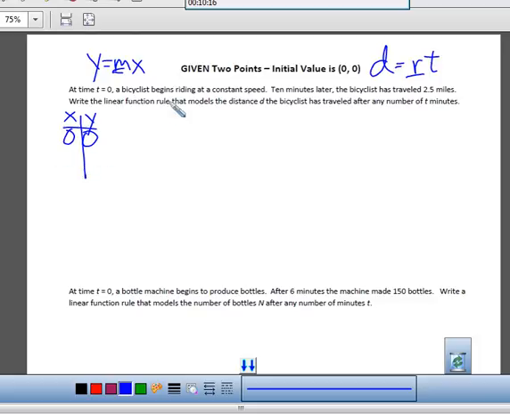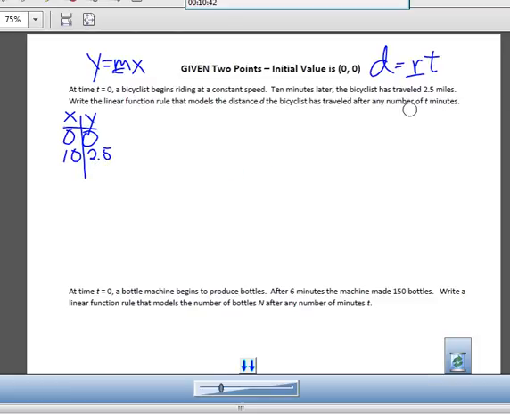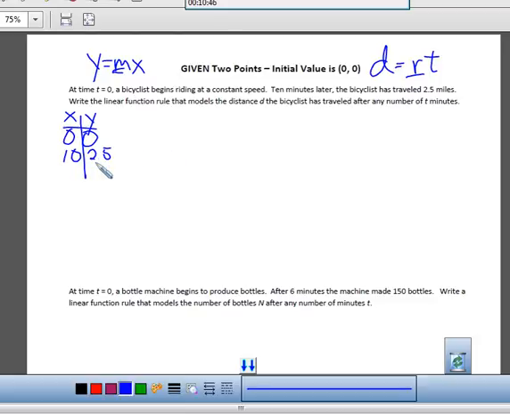Then we're told that 10 minutes later the bicyclist has traveled 2.5 miles. So change in Y, actually that is a mistake. That should not be 2.5. That should be 25. Although that's pretty fast. Because that would be, yeah, no, 2.5 was right, sorry, 2.5. So 2.5 miles in 10 minutes.